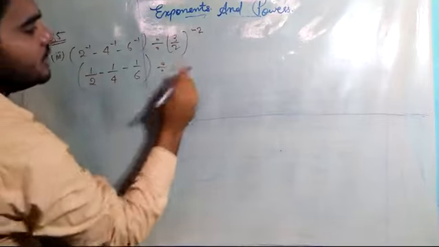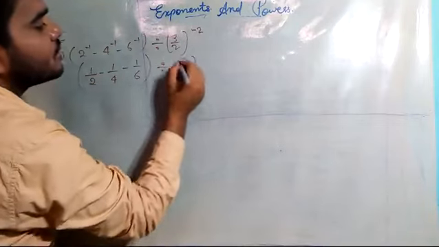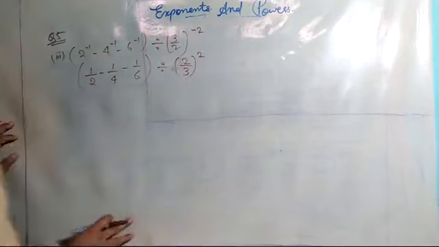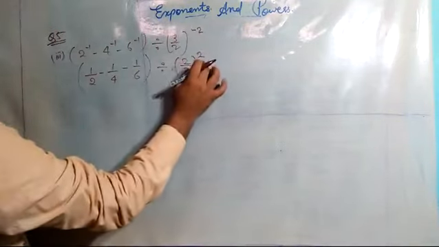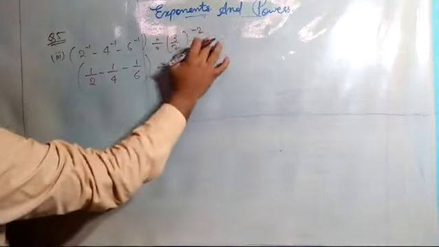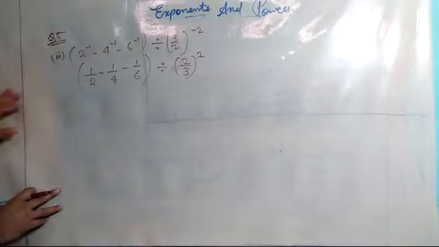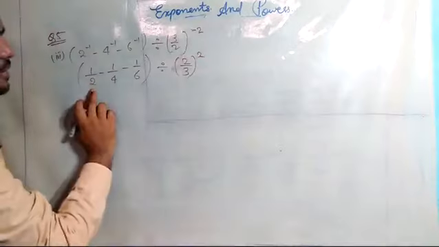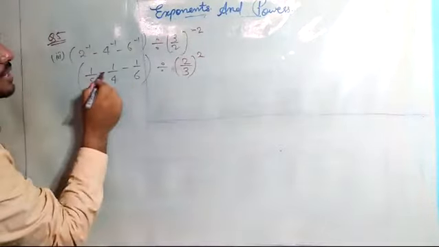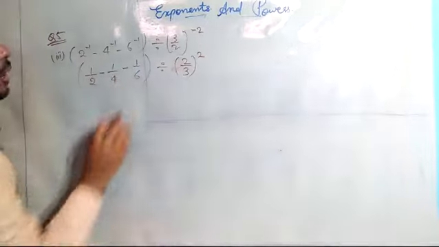3 by 2, you can write it as 2 by 3 raised power 2 also. Correct? Exponent negative, so I converted it into positive, and the base I have written as the reciprocal. Now what will be the LCM of 2, 4, 6? Because the minus sign is there, it is just a fraction now.